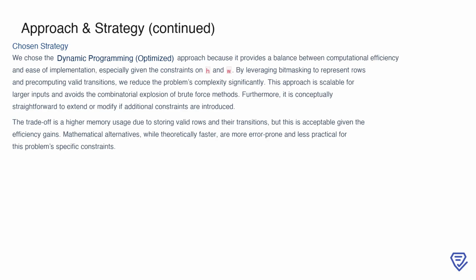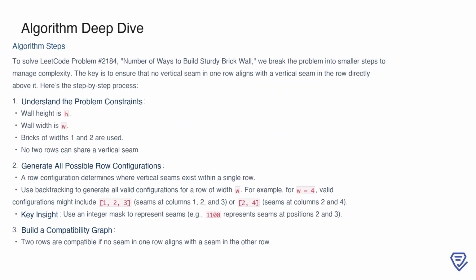and requirements. To tackle the problem of building a sturdy brick wall, we start by breaking it down into manageable steps. The main challenge is to ensure that no vertical seam in one row aligns with a vertical seam in the row directly above it. First, we need to understand the constraints. The wall has a height h, a width w, and is built with bricks of widths 1 and 2.